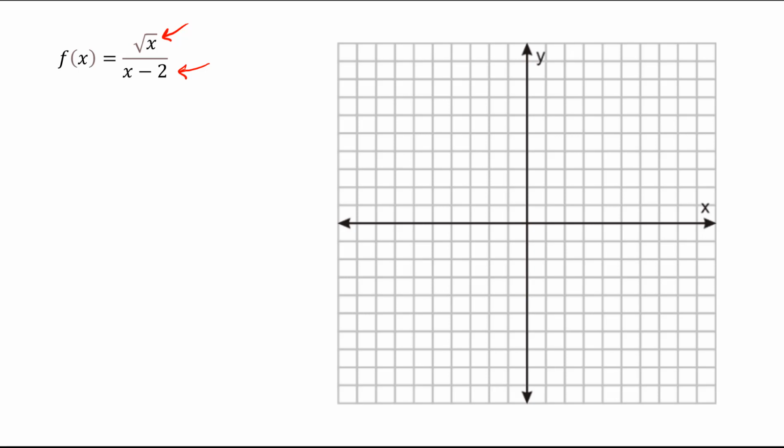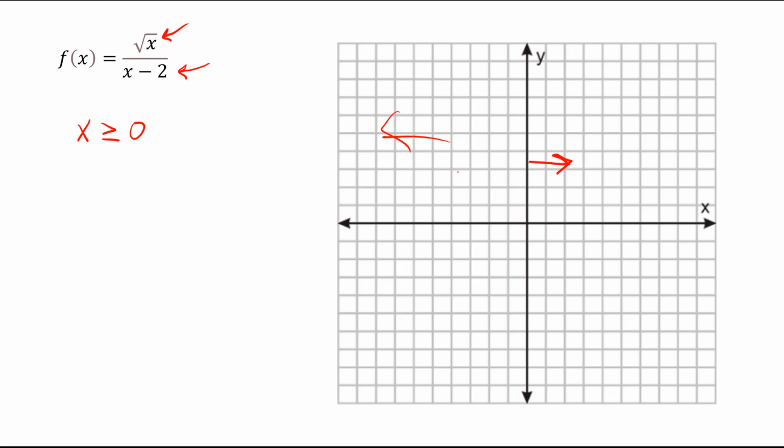So since the stuff inside the square root has to be 0 or greater, first thing we're going to say is that x has to be greater than or equal to 0. And what that means is that you're only going to be dealing with the part of the xy plane that is on the right side of the y-axis. Everything on this side has a negative value for x, and that's not allowed with this function.